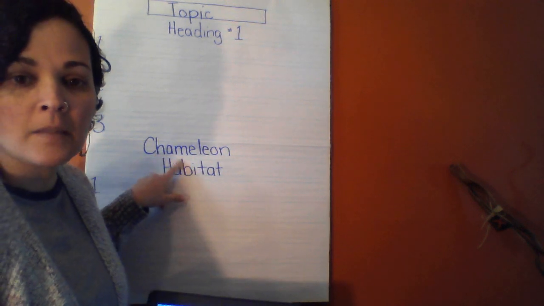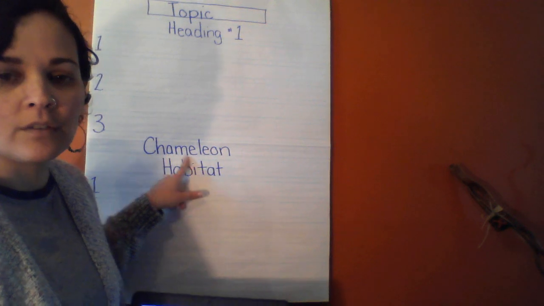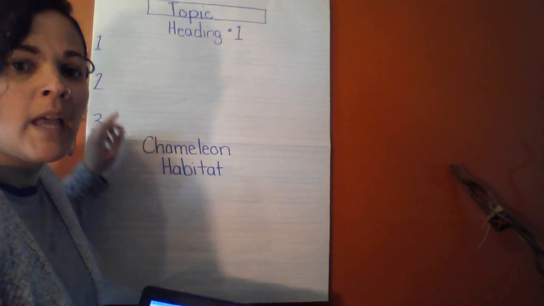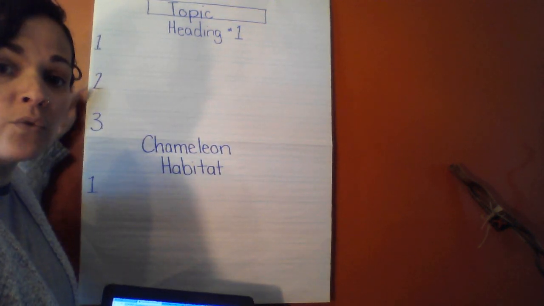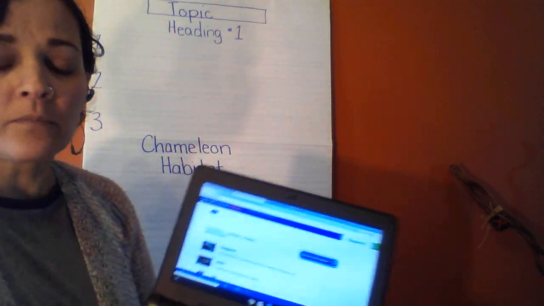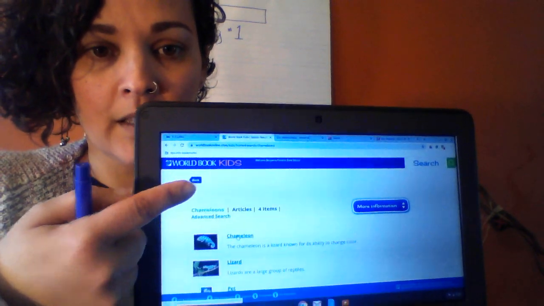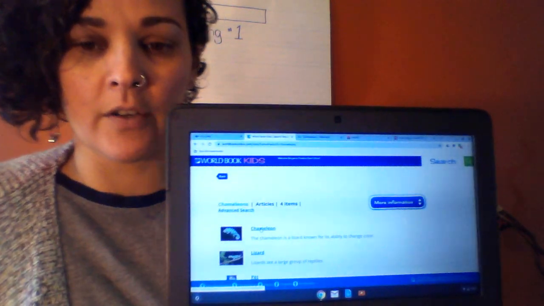I chose chameleon as mine because we talked about that at school for a while, so I didn't want anybody to do something that we've already talked about. And in each heading, we'll have 3 sentences or more about that topic. I wanted to show you that I went onto World Book Kids, and you see there's a chameleon here.